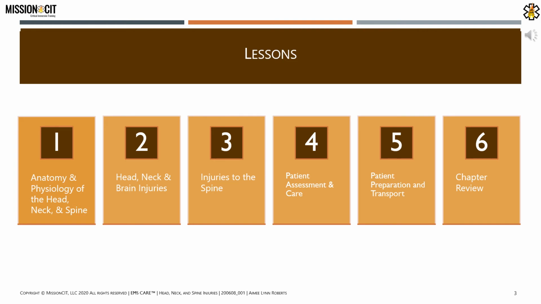We begin our lessons with the anatomy and physiology of the head, neck and spine, and then continue with the various aspects of related trauma. We then discuss likely methods of injury, assessment, and care of these patients. And due to their special nature, we examine how to prepare and transport these patients.